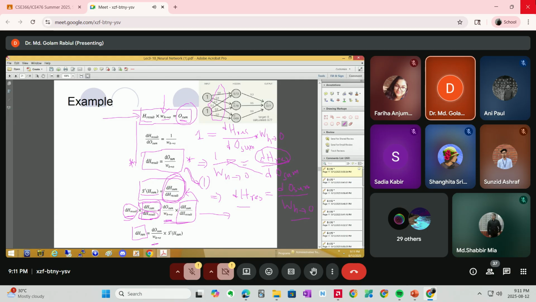So here is the delta output sum by WHO, and delta hidden sum by delta hidden results. And what is delta hidden sum by delta hidden results? Actually, this is the derivative of the sigmoid of the hidden sum. So that's why we have written here the derivative of the sigmoid of hidden sum. So how can we calculate the delta hidden sum? From the delta output sum, we have to divide that by WHO, and then we have to multiply it by the derivative of the sigmoid of the sum. So now we have to perform this to find out delta hidden sum.